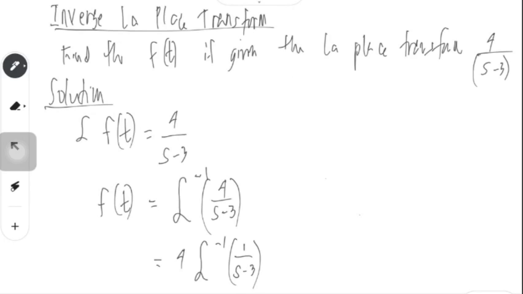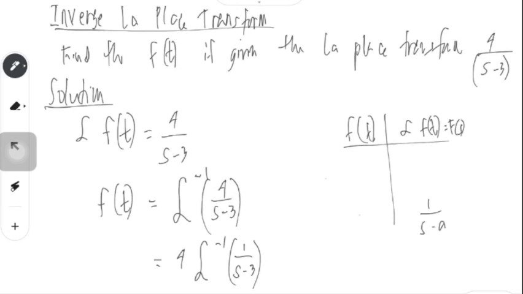Pwede nating i-factor out yung 4. Pwede nating gawin ganito: 4 times the inverse Laplace transform of 1 all over S minus 3. Tingnan ninyo yung table na binigay ko sa inyo last time. Meron akong binigay na given the function of t, then the corresponding Laplace transform of the function of t, which is a function of s. Tingnan nga ninyo, ano yung function of t na magkakaroon ng 1 all over s minus a?